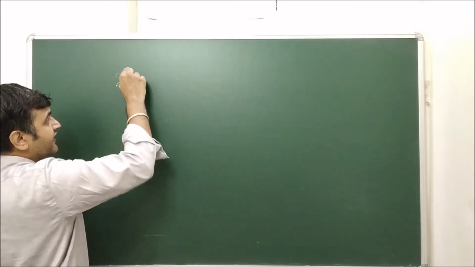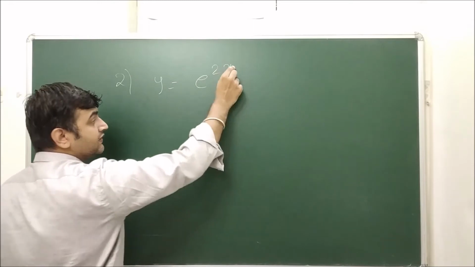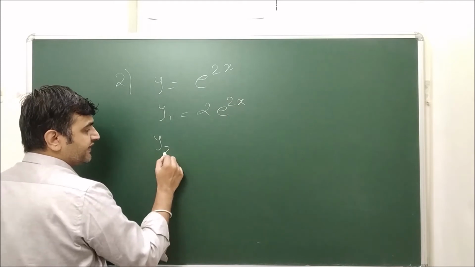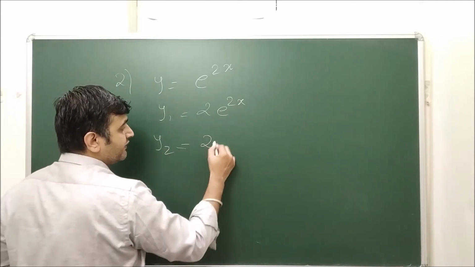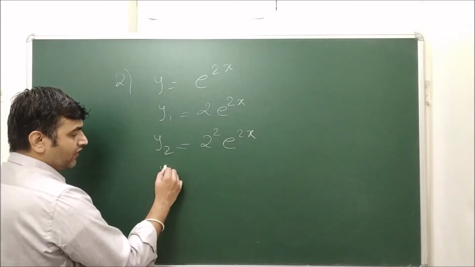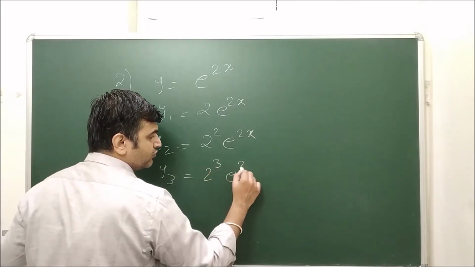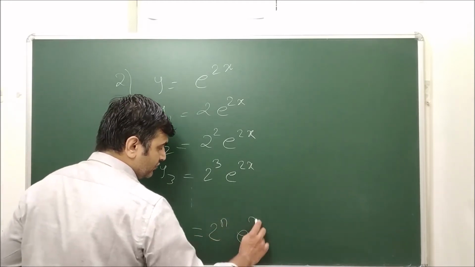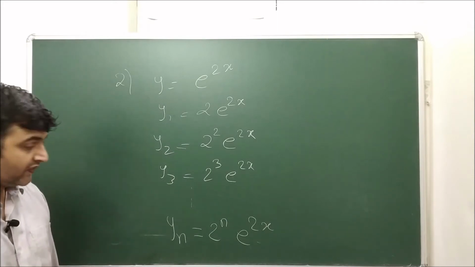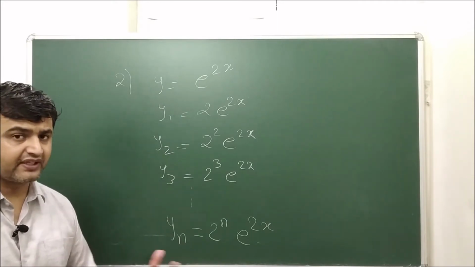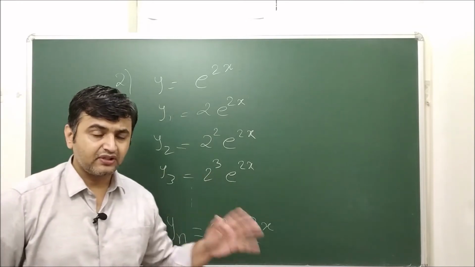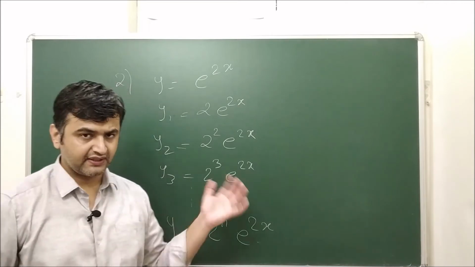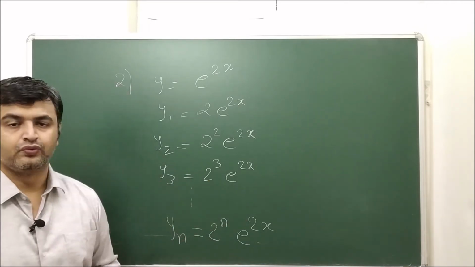For example, if I take y is equal to e raised to 2x, what is my y1, the first derivative? 2 e raised to 2x. What is my second derivative, by the chain rule? 2 square e raised to 2x. What is the third derivative? 2 cube e raised to 2x. In general, the nth derivative is 2 raised to n e raised to 2x. And you keep on doing this, so it will never end. You will never get 0. So it is not the case that after some stage all the derivatives will be 0. For polynomials it is true, but there are functions where this is not true.